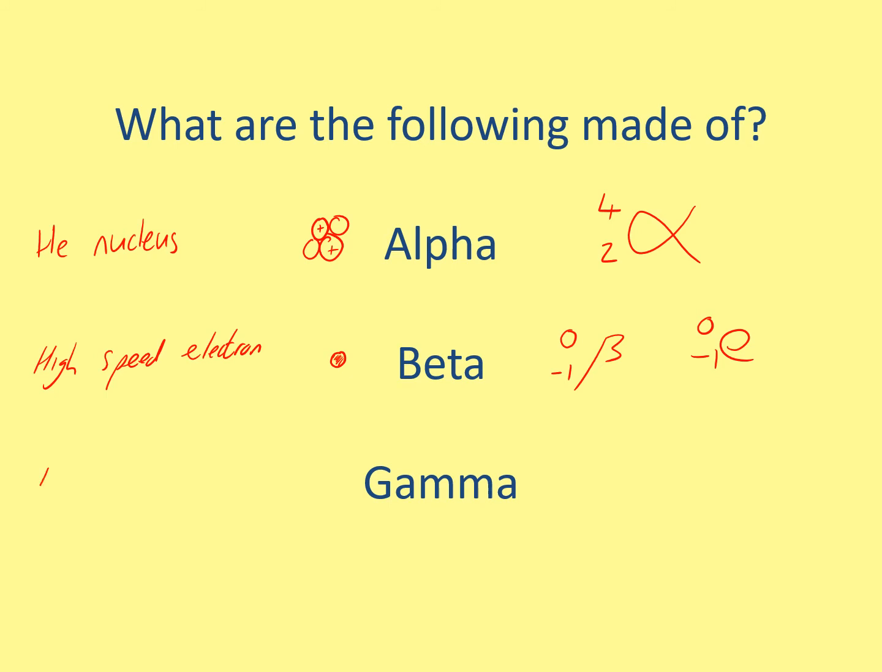The last one is a high energy wave. The symbol for gamma looks like this, and that has 0 things in the nucleus, 0 protons, so that number is 0, 0. So those 3 on the right, alpha, beta, gamma, you need to memorize those 3. And we'll use them in the next slide.